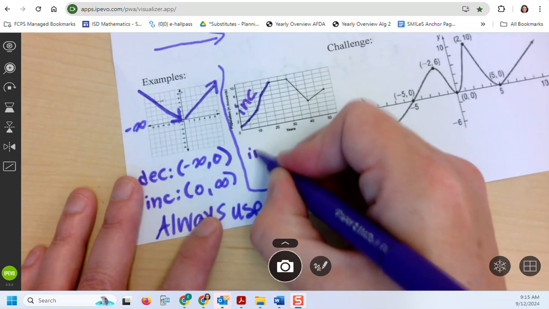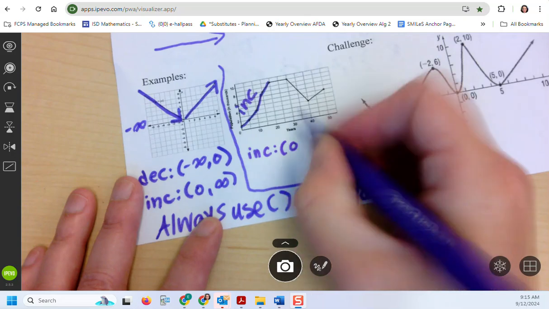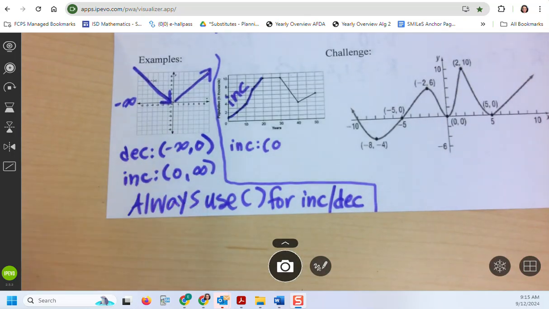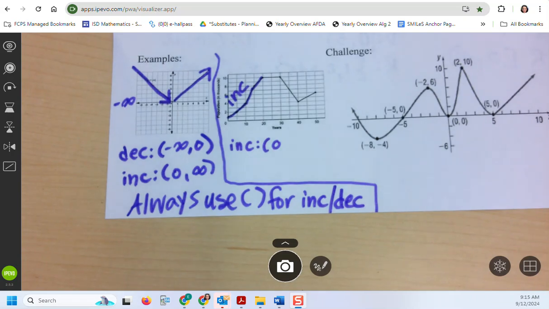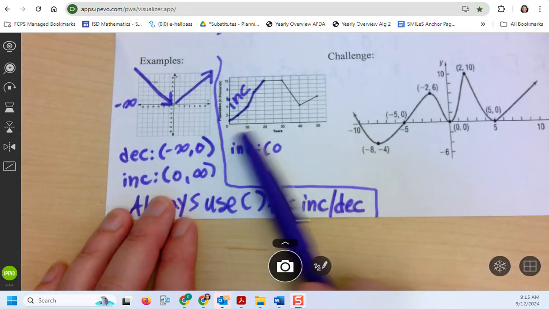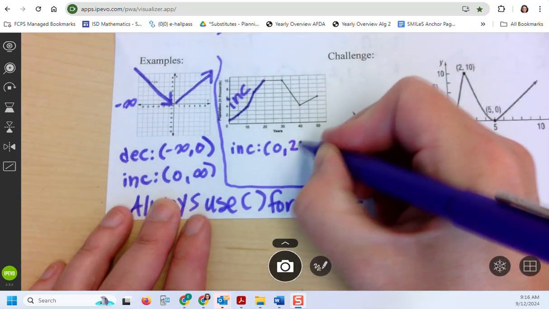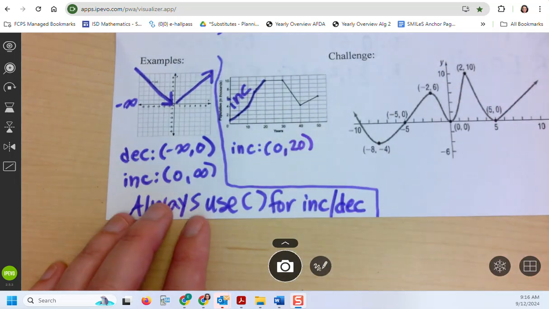So he is increasing from 0 to what number? It's 1 on the y value, right? But we're going to use only x values. So we only use x values, and we always use parentheses, okay? So he's increasing from 0 up to what? 20, good. We're always reading from the x. You're always reading left to right.